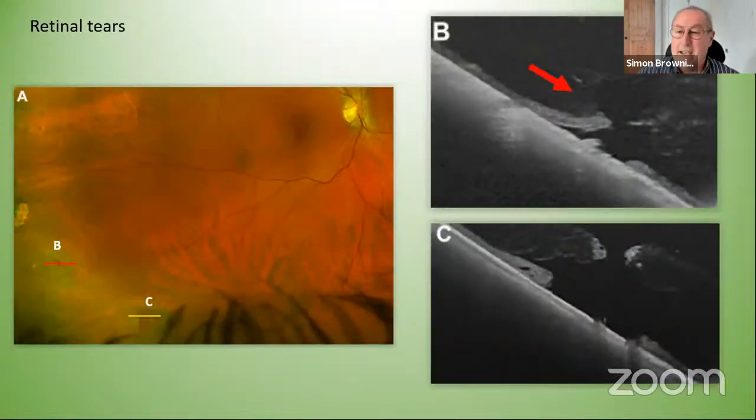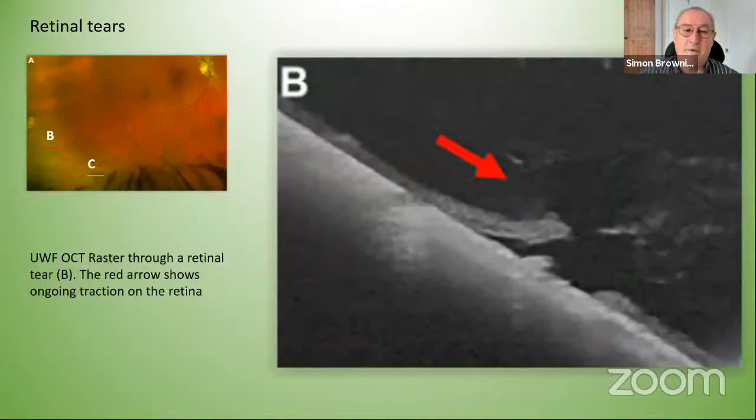Retinal tears, again, peripherally, you can now see what's going on in the hole area and the tear area, and you can see if there's any fluid underneath the retina. Fantastic vivid images that allow you to see what's happening to that retina. So the red arrow, again, shows the ongoing traction on that retina.